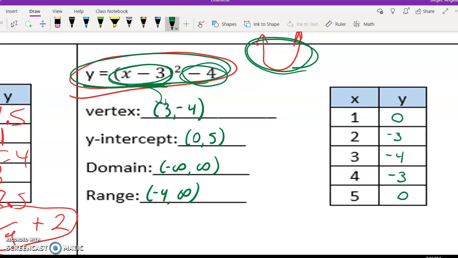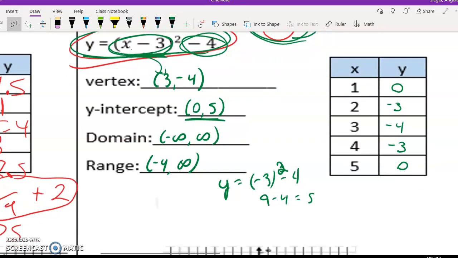The y-intercept I got by setting x equal to 0, so I'll do that really quickly. So 0 minus 3 is -3. Oops, sorry, that's a squared. -3 squared is 9. 9 minus 4 is 5. So that's where I was getting that y-intercept.